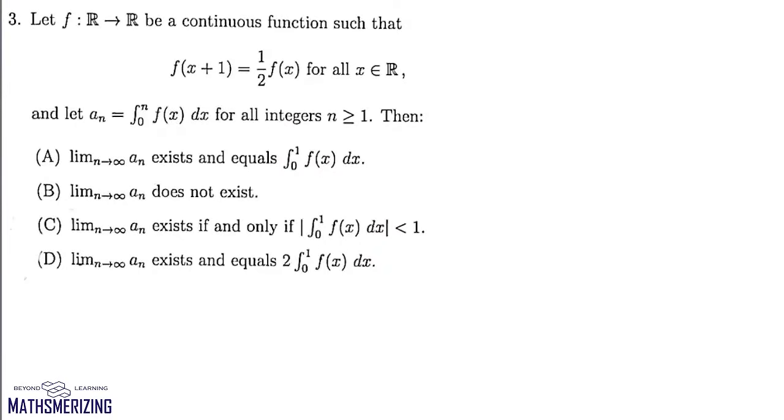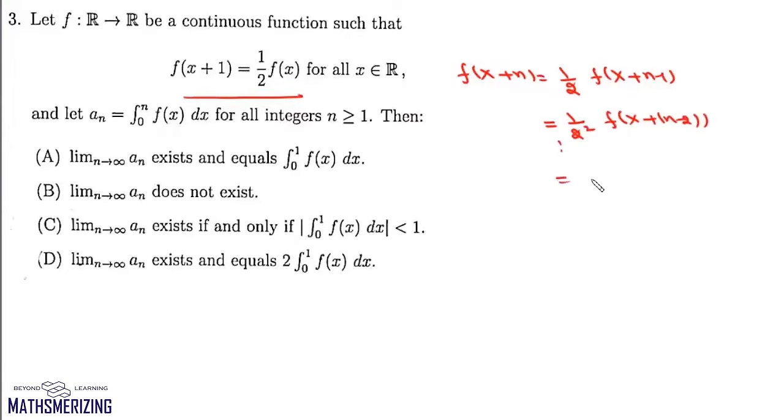Now this third question is, we are given that f(x plus 1) equals 1 by 2 f(x). Now let an equal the integral from 0 to n of f(x) dx. We need to find the limit n tends to infinity of an. Now in this equation, if we put x as x plus n minus 1, then we can write f(x plus n) as 1 by 2 f(x plus n minus 1), which will be equal to 1 upon 2 square f(x plus n minus 2), and using iteration it will eventually come to 1 upon 2 to the power n into f(x).